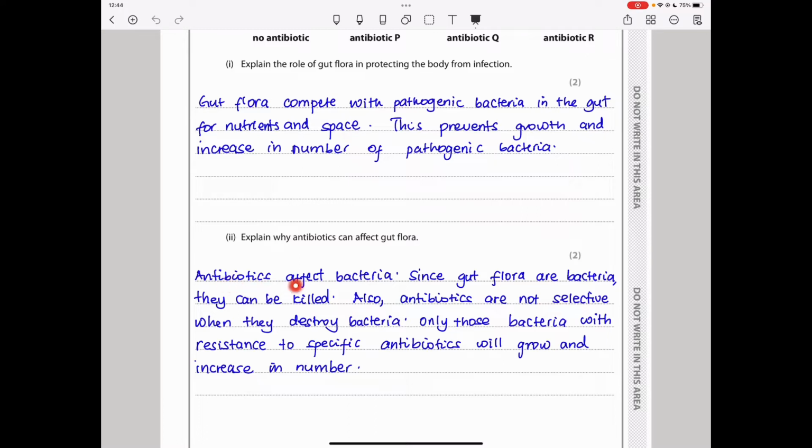So I said antibiotics affect bacteria. Since gut flora are bacteria, they can be killed. Also, antibiotics are not selective when they destroy bacteria. Only those bacteria with resistance to specific antibiotics will grow and increase in number. So those that do not have resistance will be completely destroyed. Let's continue to the next part.